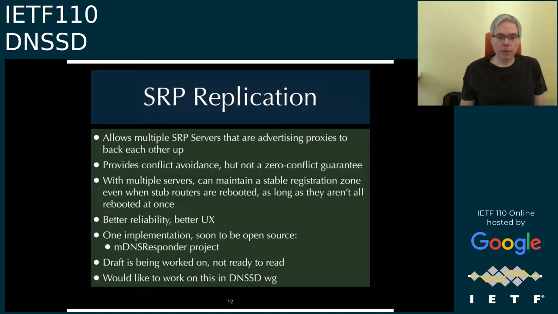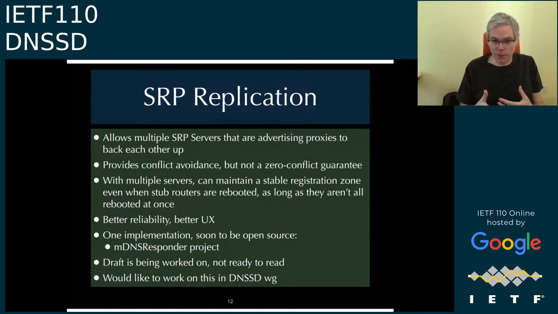Okay, and then SRP replication. I pretty much already gave you the spiel on this. My implementation is a state machine that runs through the SRP database on the local server and proposes updates to the remote server. The remote server does the same thing. After all of those updates have been done, in principle, you're in sync.